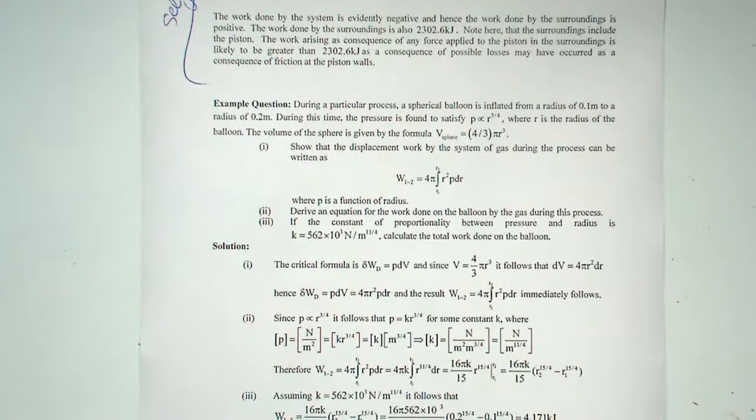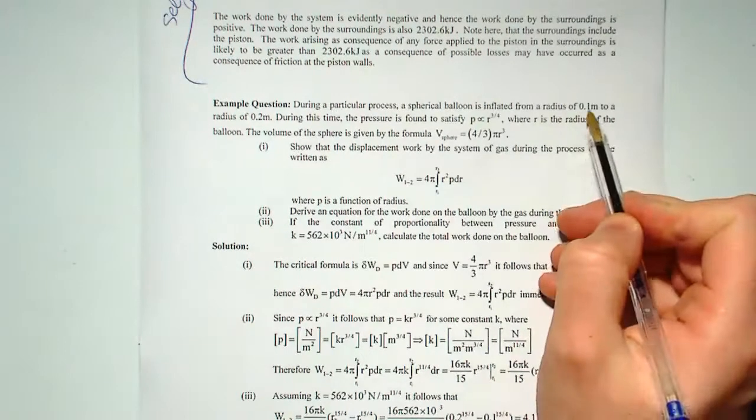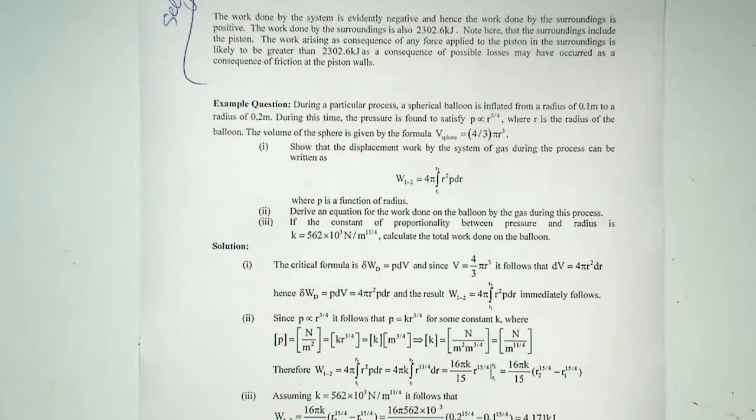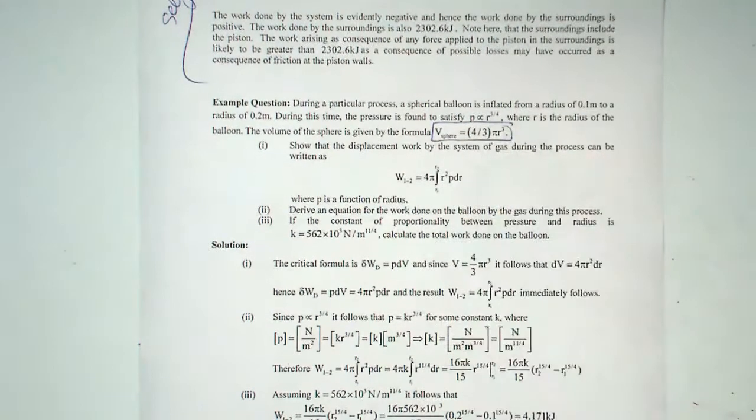So, again, we're dealing with a spherical balloon, which is now being inflated, and the radius changes from 0.1 meters to 0.2 meters. During this time, the pressure is found to satisfy pressure proportional to radius to the power of 3/4, where r is the radius of the balloon, and the volume of the sphere is now given by this equation. This is obviously a universal equation for the volume, not only specific to this question.